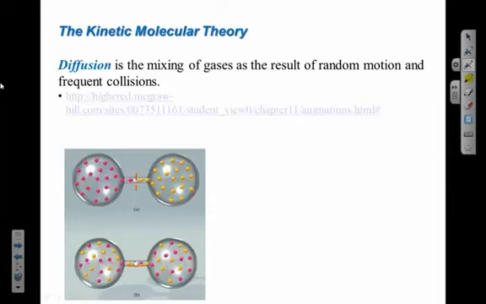Okay, another property of gases is diffusion and effusion. So let's look at these, define some terms here and think about what we know about gases. So diffusion is the mixing of gases.